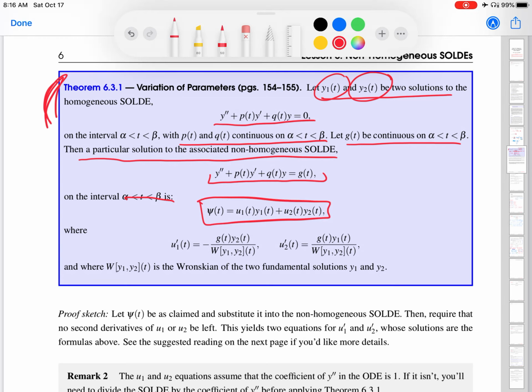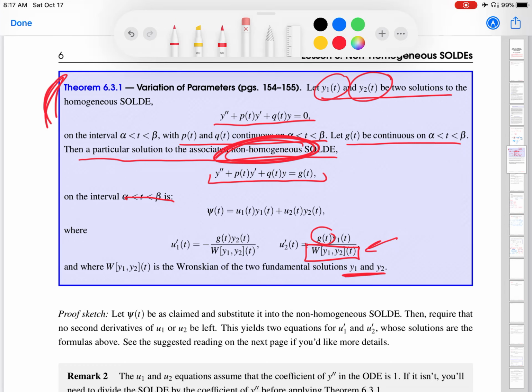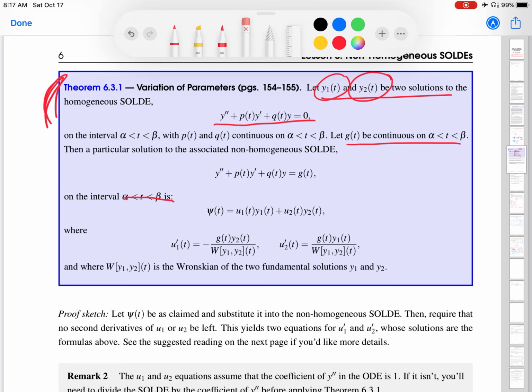One thing to notice about the derivatives of u1 and u2, these formulas, they involve g of t. That's somewhat to be expected. This is a method for solving the non-homogeneous ODE. And the denominator is the Wronskian. So the Wronskian makes a comeback, right? And again, y1 and y2 are assumed to be fundamental solutions, so we know that the Wronskian is non-zero. That's one of the reasons how all this connects.